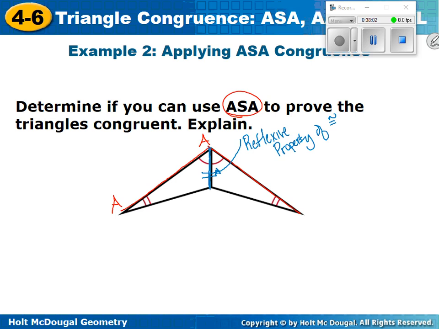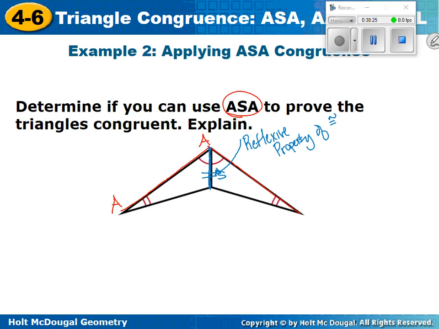Hold on just a second. Does these markings that I have marked, this angle and this side, give me angle-side-angle? No, because this side is coming after the two angles. It is not in between the two angles. So would this prove those two triangles congruent? Not by angle-side-angle.